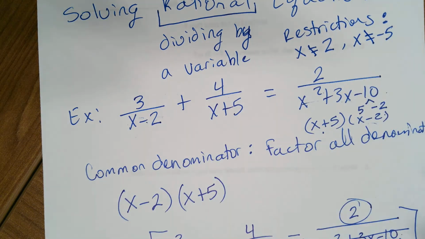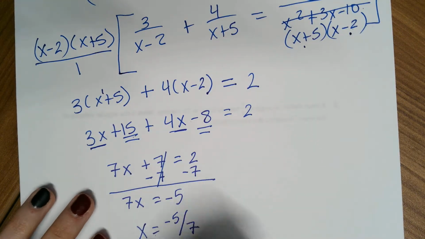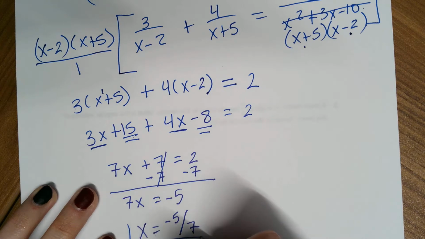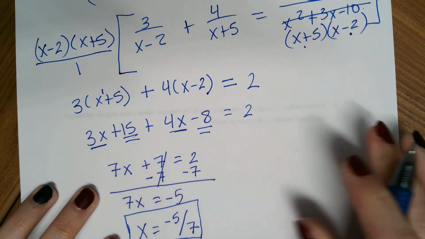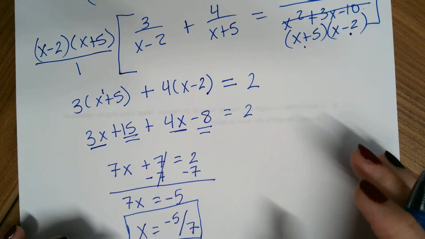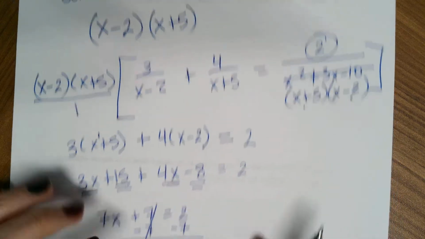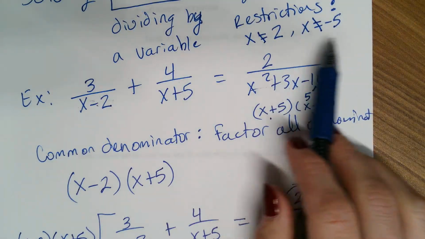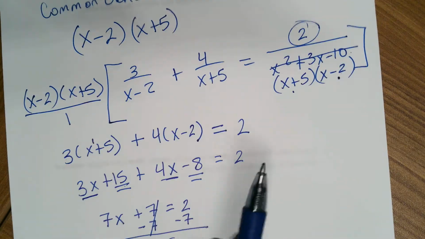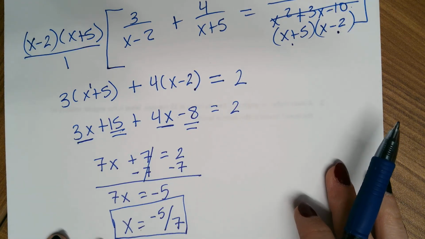Now, what's the significance of that? When you solve, if your solution ends up being one of the restrictions, then that solution is what we call extraneous, so it's not really a solution at all. The solution that we got was negative 5 over 7, which is neither of my restrictions, so I know that my final solution is actually a solution. So x equals negative 5/7.